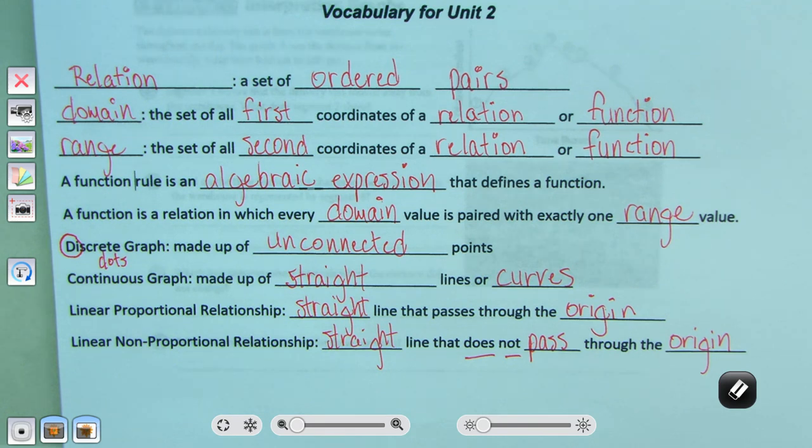So that'll get the basic vocabulary we need down for the first lesson in the beginning part of Unit 2. Be sure that you've typed this vocabulary into your notes or handwritten it into your notes, either way. But just make sure that that's there. So that's the vocabulary to start out for Unit 2.